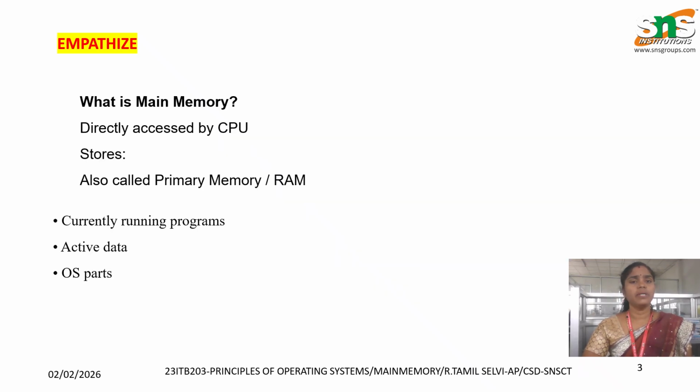So what is main memory? Memory management is needed to keep track of which memory is free and which is occupied, and used to allocate the memory to a process and reallocate the memory when the process finishes its task.